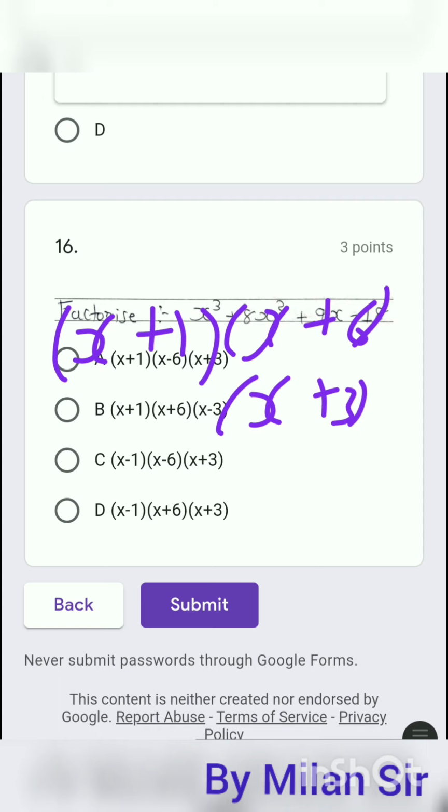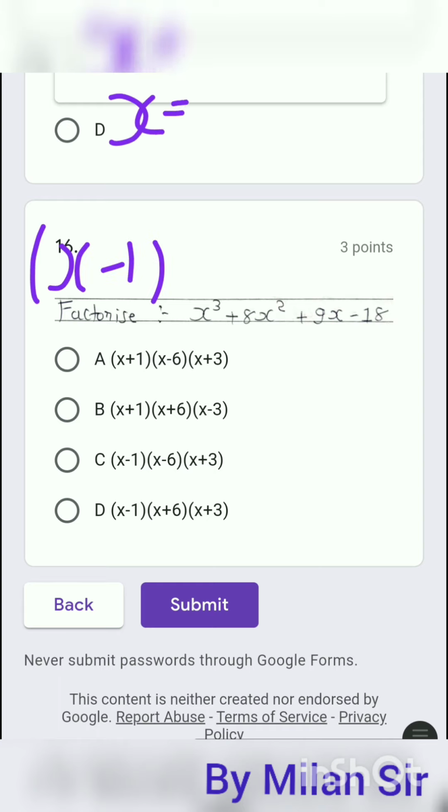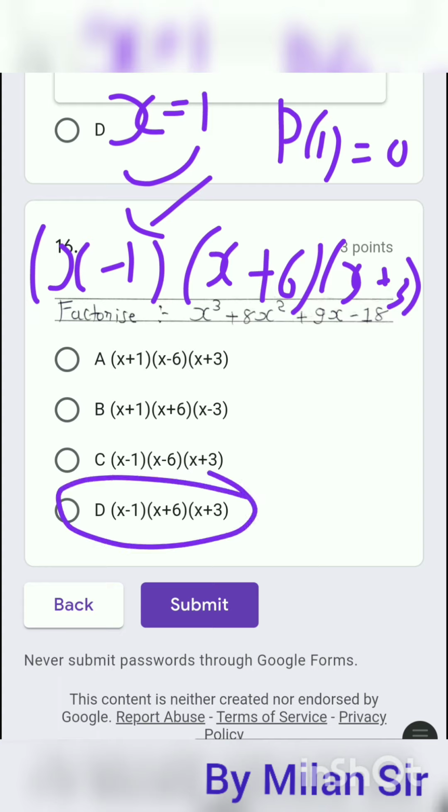Sorry, one mistake we made here. It is not x plus 1, we have the factor x minus 1. Why? Because we got x equals 1 since p of 1 becomes 0, so we transfer this 1 to the left hand side. So x minus 1 is one factor. So x minus 1, x plus 6 and x plus 3, this is the correct answer, option D. Initially we got the factor x minus 1, that's why we changed it. So this is the final answer.